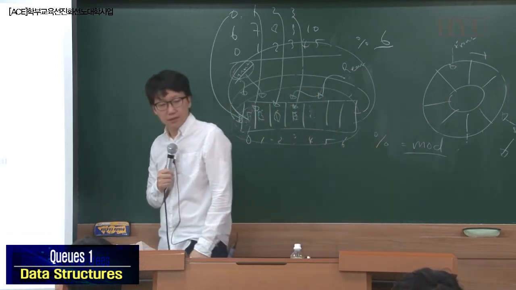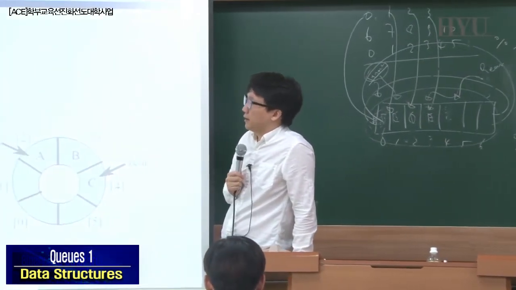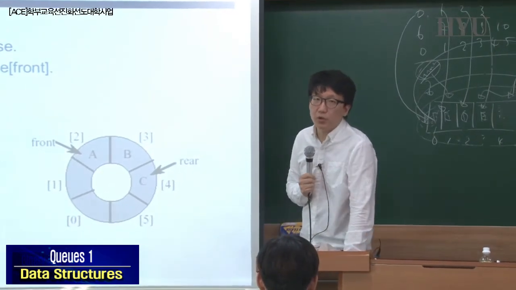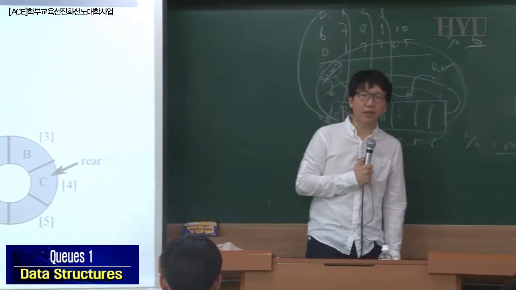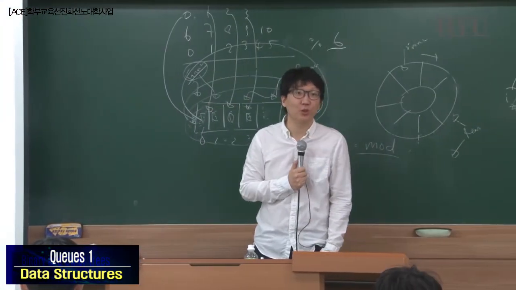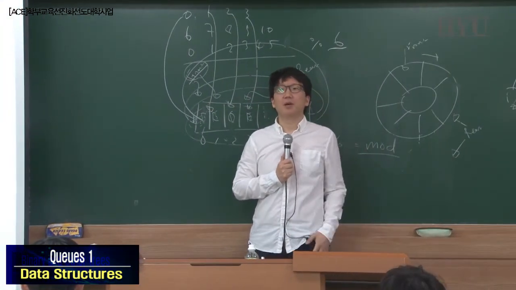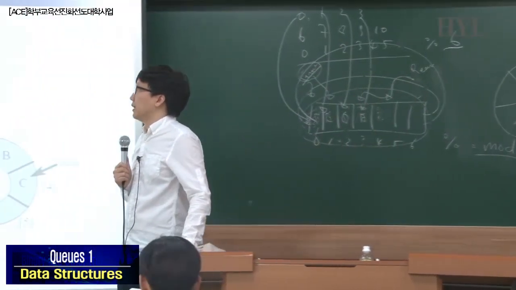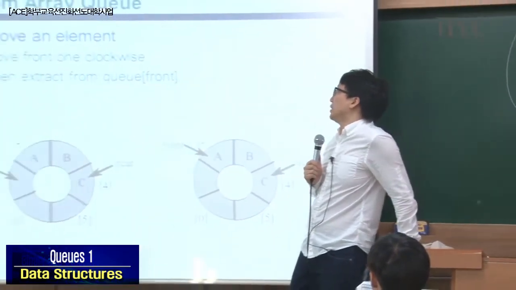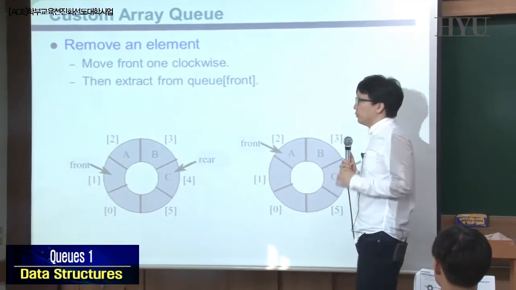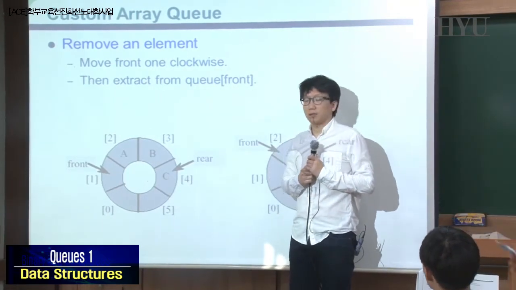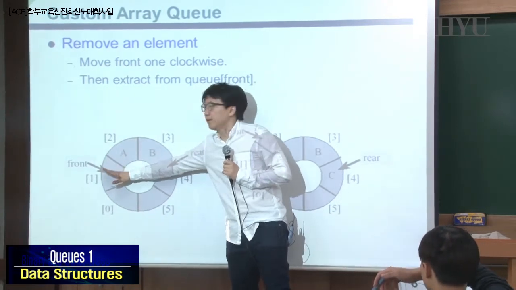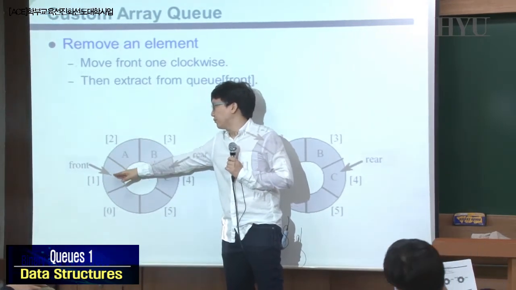Remove an element. Just to remind you that this is one of the ways of doing it. This might not be the only way. If you can come up with your own way of doing the circular queue implementation, be my guest. But I'm just saying this is one of the ways to implement the circular queue. To remove an element, move front one clockwise. I'd like to remove A, so move front one.